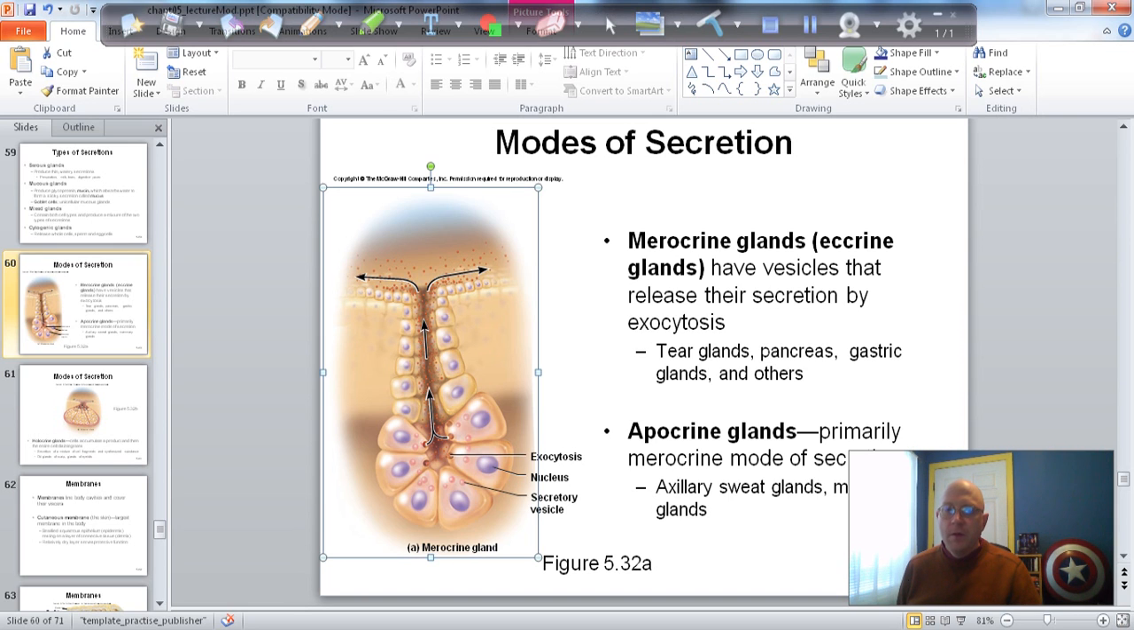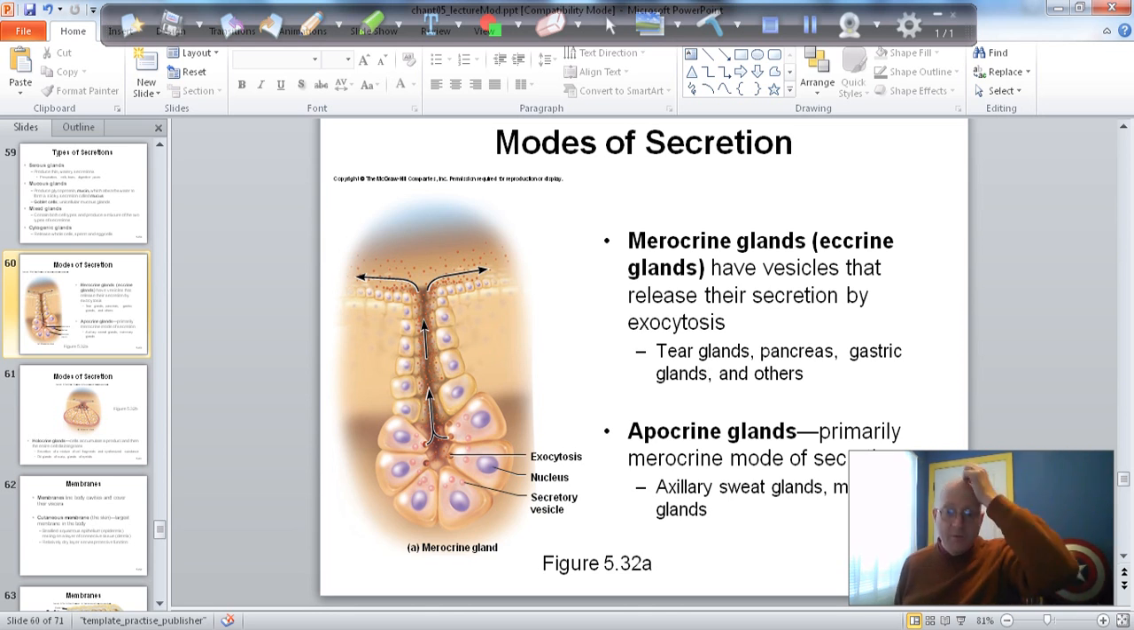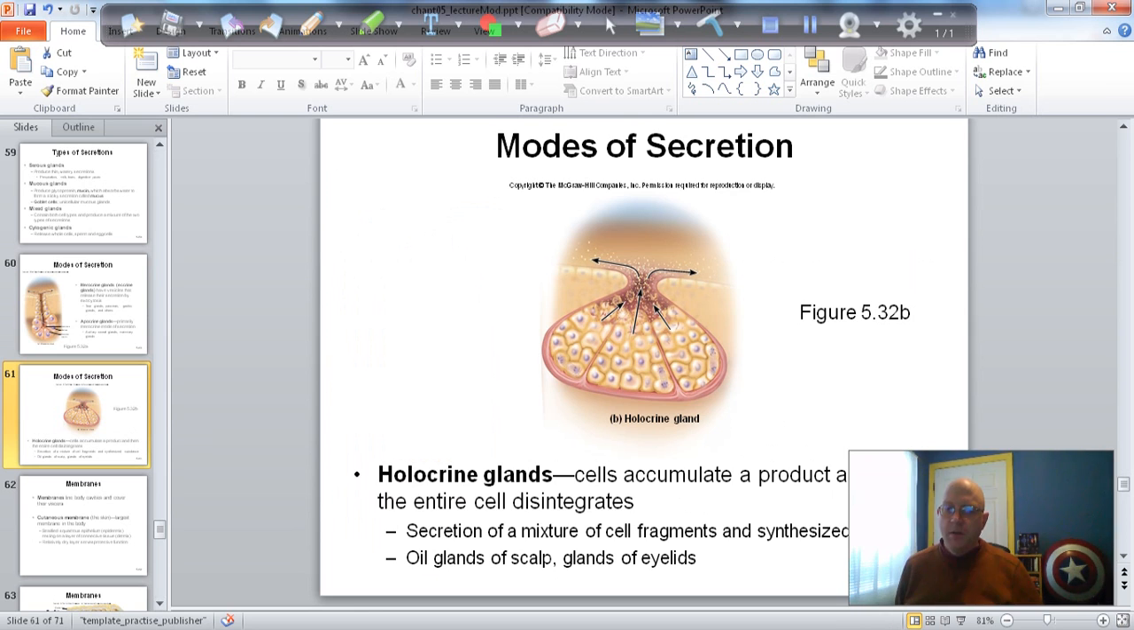But the cell can do this again and again and again, because it's just going through exocytosis in order to release that product. So a good example of this are our sweat glands. Our sweat glands do this all day long. But a holocrine gland, like an oil gland of the skin, requires that the cells die to do their job. Right? The cells, in this case, they don't package their product in vesicles. It accumulates inside the cytoplasm as inclusions.